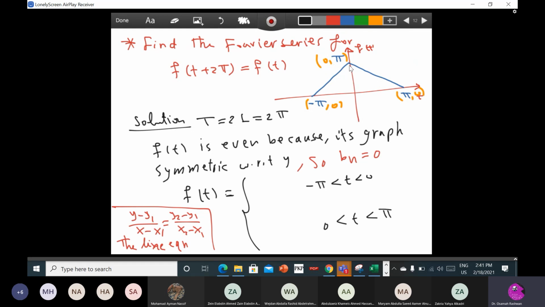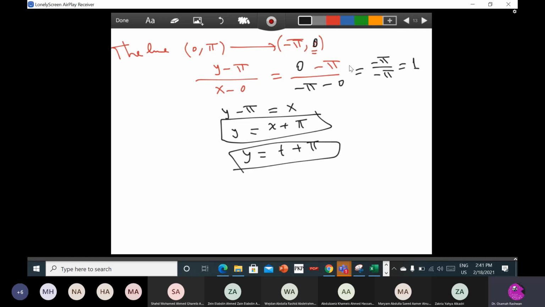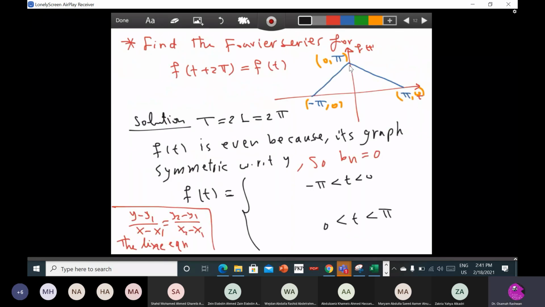The other one has the slope negative 1, right? So y minus pi equal to x. So y equal to x plus pi. This is my equation. I'm using x, I can change it to t. So just replace x by t. So this will be t plus pi.